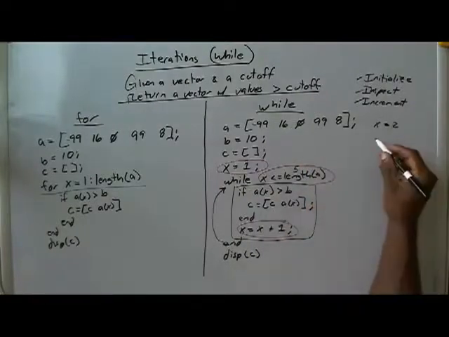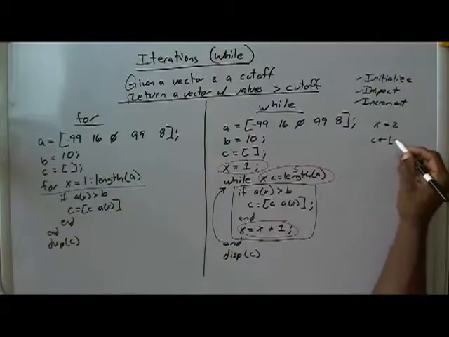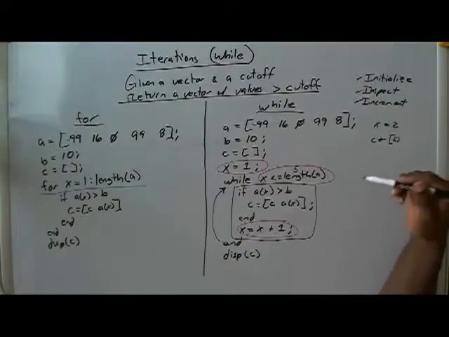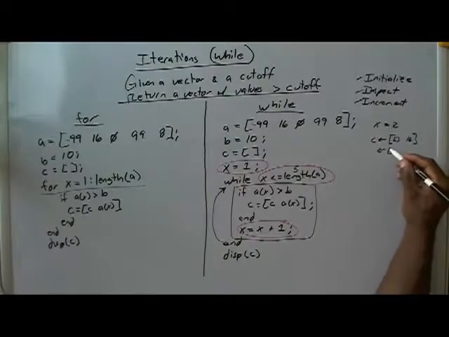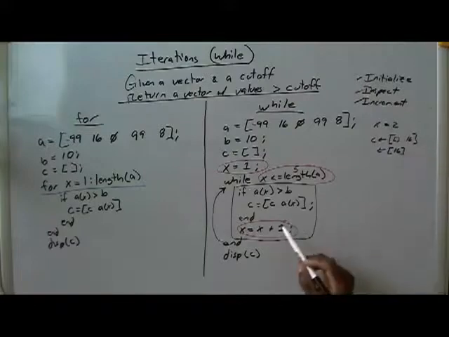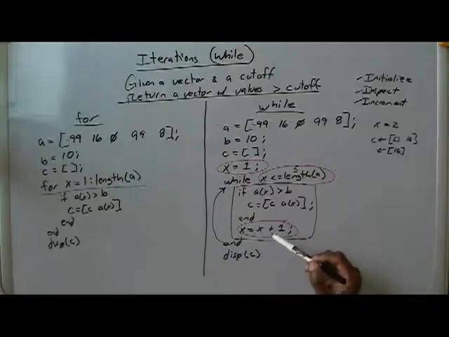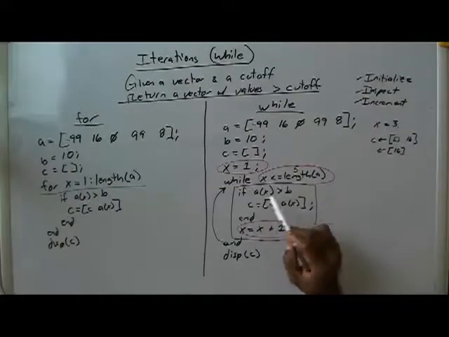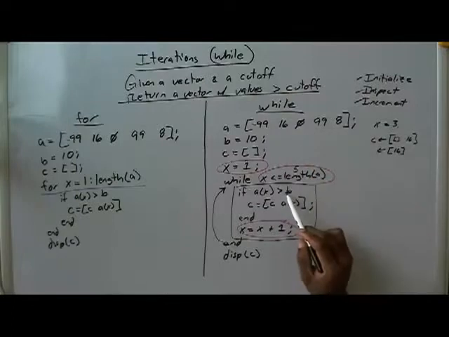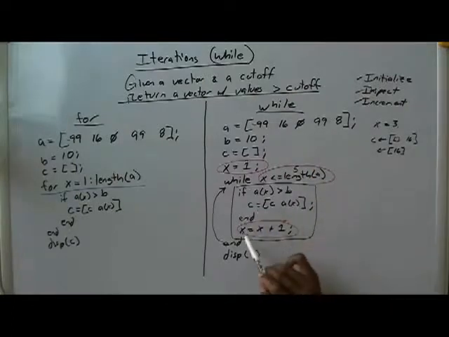So now C gets the vector of the old C, which is the empty vector, concatenated with A indexed at x, which is 16. So now C gets 16, and so now C is the vector 16, just as we did over here with the for loop. And then we come down here, and now we increment again, so now x is incremented by 1, and now x is 3. You check here, is 3 less than 5? Yes. Is A indexed at 3 greater than B? So A indexed at 3 is 0. That is not greater than 10. So you do not do this in here, and now you just increment again.